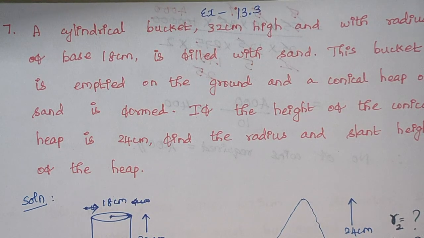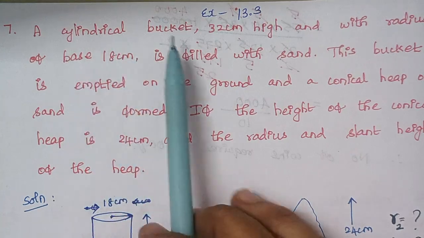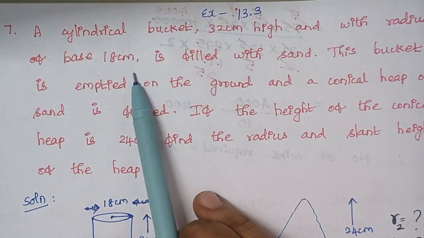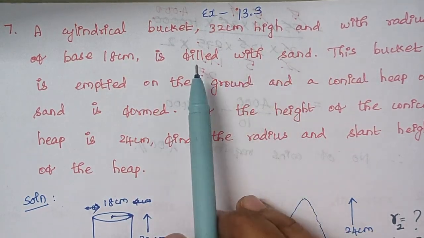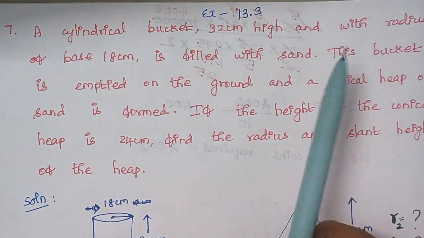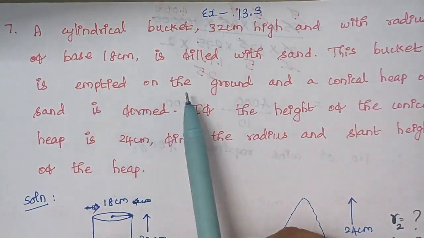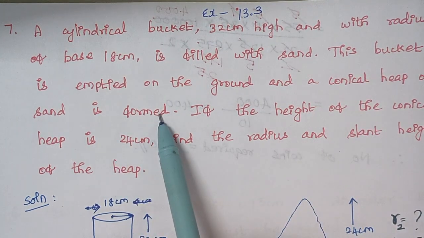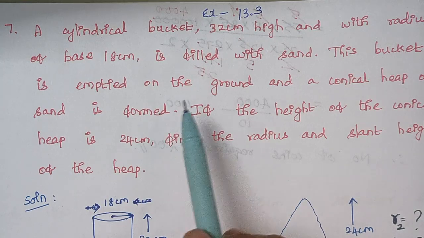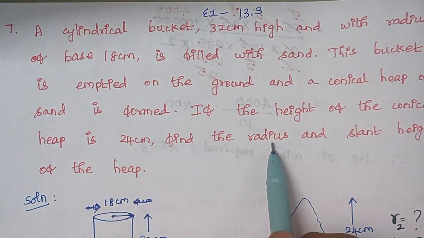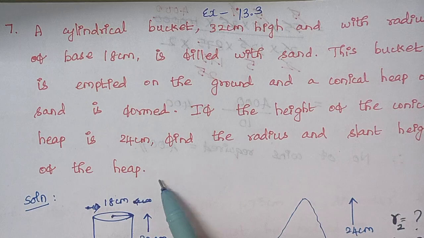Today we are going to solve problem 7 in exercise 13.3. So the problem is: a cylindrical bucket 32 cm high and with radius of base 18 cm is filled with sand. So here we have a cylindrical bucket whose height is given and whose radius is given. This bucket is emptied on a ground and a conical heap of sand is formed, right? So just as we form on the beach. If the height of the conical heap is 24 centimeter, find the radius and slant height of the heap.